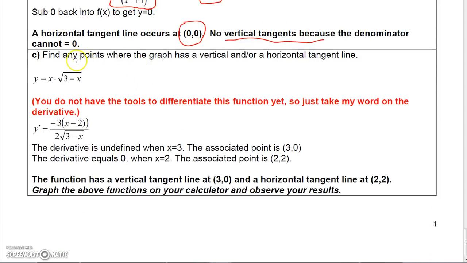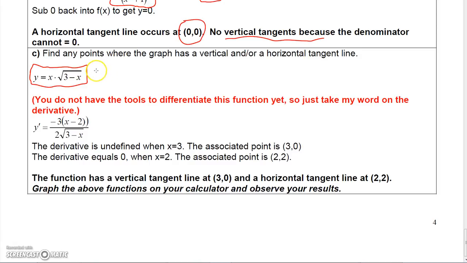Now, doing the same thing for this one, we'll let y equal x times the square root of 3 minus x. Now, we're going to cheat on this one a little bit. I'm going to go ahead and give you the derivative of this one, because you don't really have the tools yet. You need the chain rule before you can complete the derivative of this one. I mean, you would use the product rule, but the problem is you have 3 minus x to the 1/2 power, and we don't have the tools yet to deal with that. So let's just trust me that this is the derivative of this function.